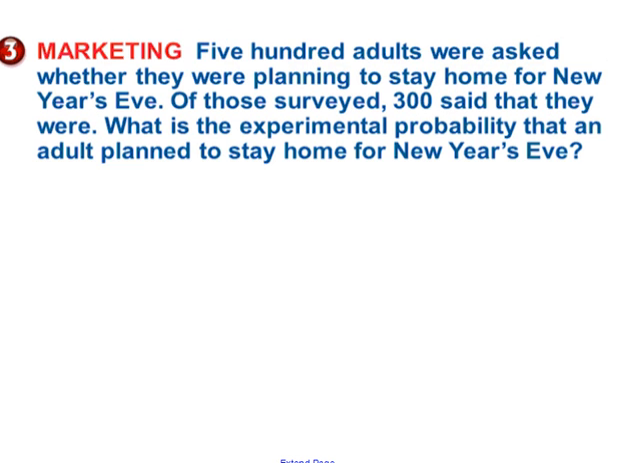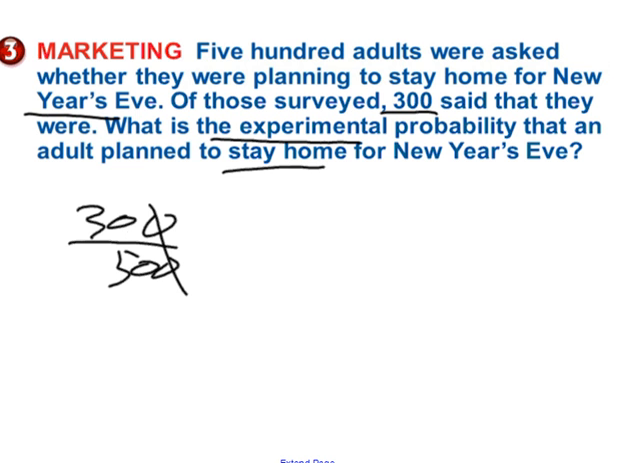And that's experimentally. 500 adults were asked whether they were planning to stay at home on New Year's Eve. Of those surveyed, 300 said that they were. What is the experimental probability that an adult planned to stay home for New Year's Eve? So that's 300 out of the 500 that were asked. That's 3 out of 5 is the probability that they're going to stay home for New Year's Eve.